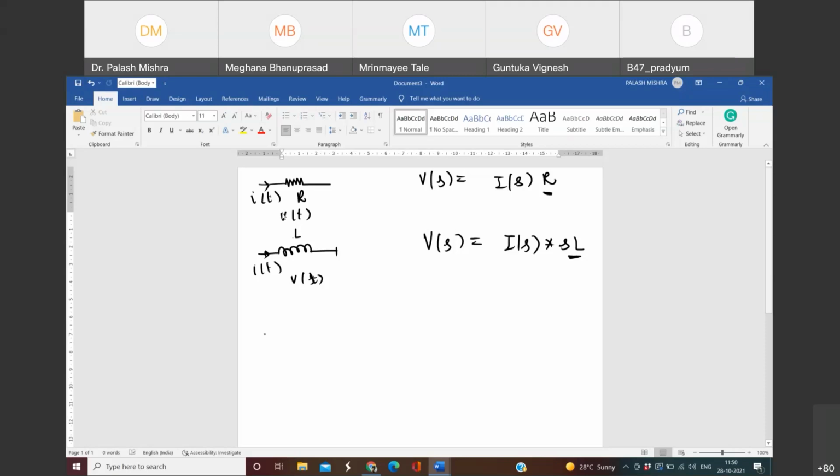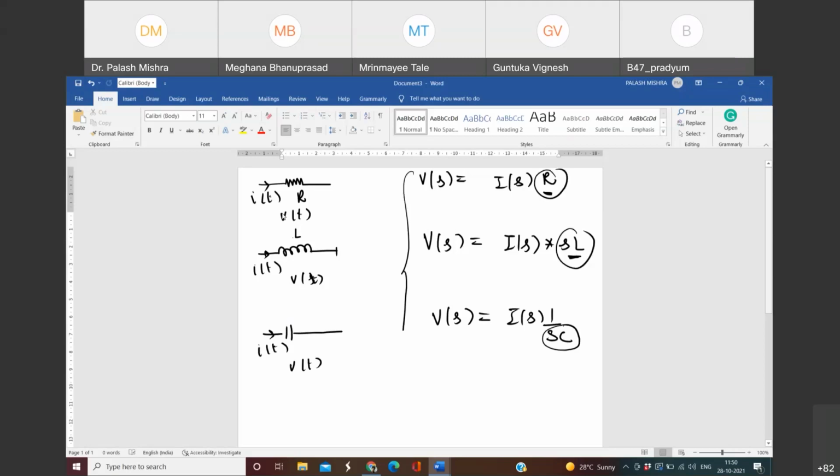Similarly, if a capacitor is there, if it is exposed to voltage V(t) and the current I(t) is flowing, what is the voltage V(s)? I(s) times 1 by sC. So the capacitive impedance in the Laplace domain is 1 by sC. So sC, sL and R.